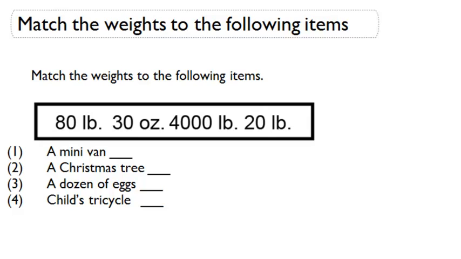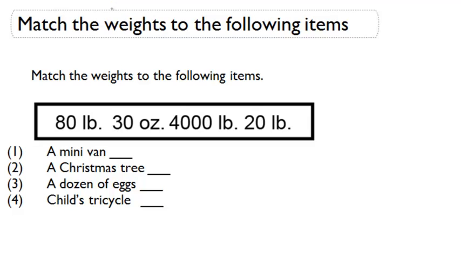Now let's talk about how to match weights to items. The question tells us to match the weights to the following items. Our possible weights are 80 pounds, 30 ounces, 4,000 pounds, and 20 pounds. And then our possible items are a minivan, a Christmas tree, a dozen eggs, and a child's tricycle.